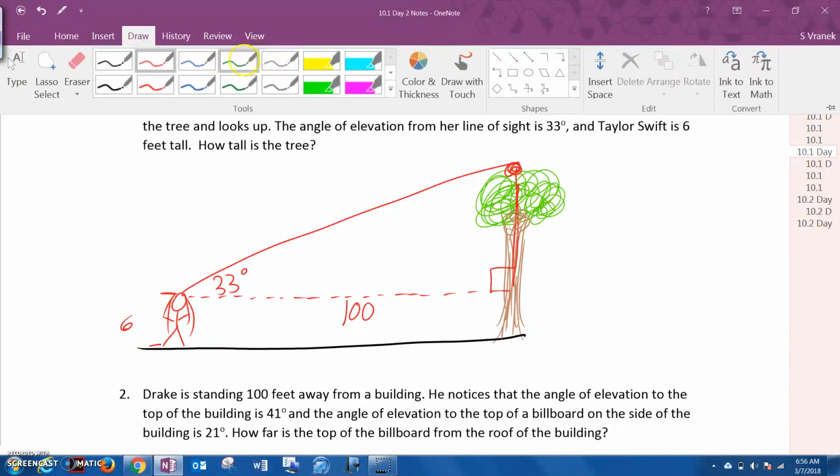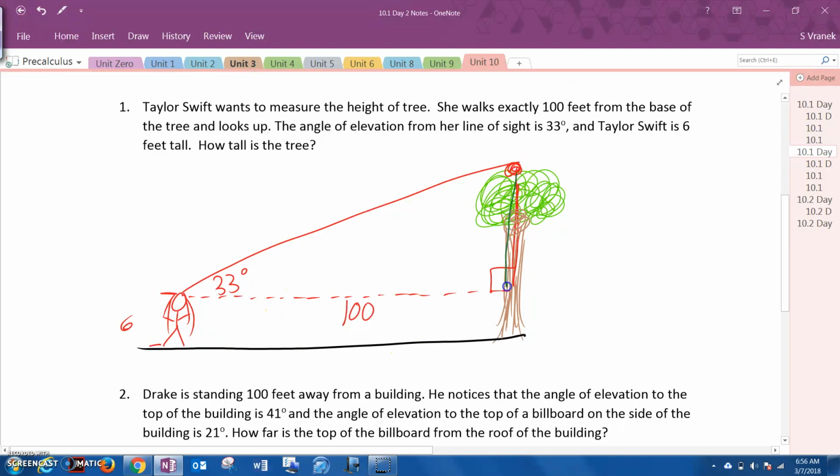So first we have to figure out what we can find with this setup. We can find this side of the triangle, which almost gives us the height of the tree. We're looking for this side here, and we have the adjacent side. So it would be tangent of 33 equals opposite over adjacent. So we have 100 tangent of 33 is y, and you get 64.9 feet.